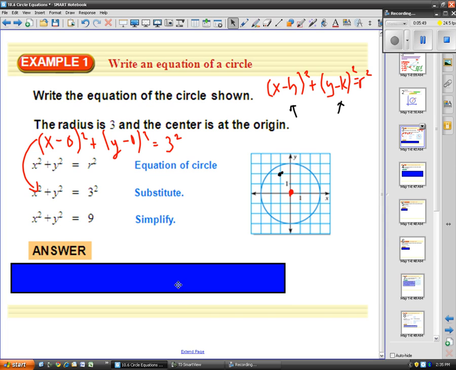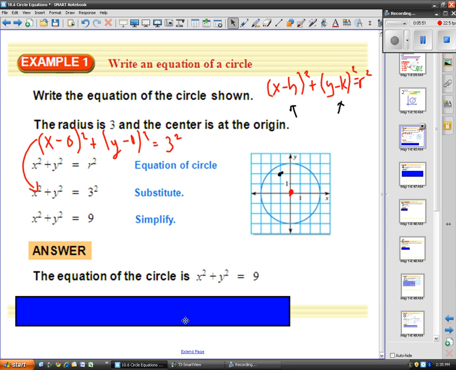That's the equation of the circle. That's really all you have to do. So that's if it's centered at 0, 0. You're not going to have anything added to x or y. They're just going to go away because they're 0, 0.